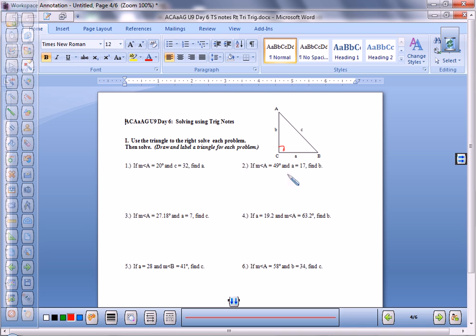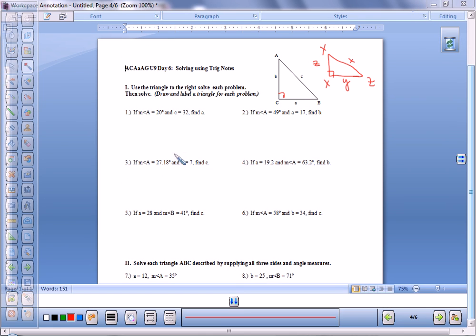Are we good? So if I gave you this one, triangle XYZ. What is this side? X. What is this side? Z. What is this side? Y. Okay, good. All right.